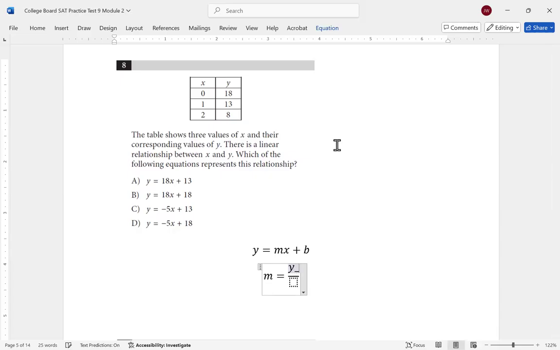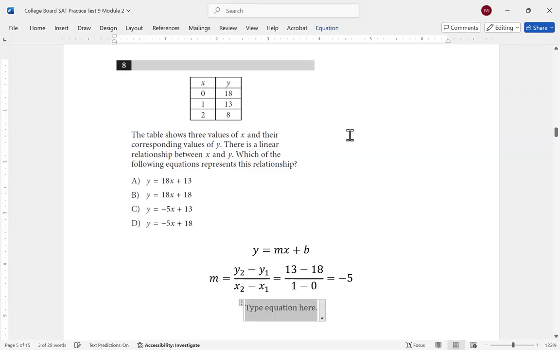I would find the slope by taking the y value of the second point minus the y value of the first point divided by the x value of the second point minus the x value of the first point. In this case, that's going to be 13 minus 18. Again, first point is (0, 18), second point is (1, 13). Divided by 1 minus 0. When you do that calculation, you get negative 5 over 1, which is just negative 5.